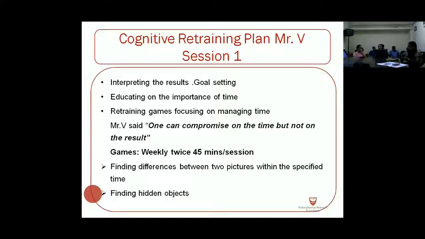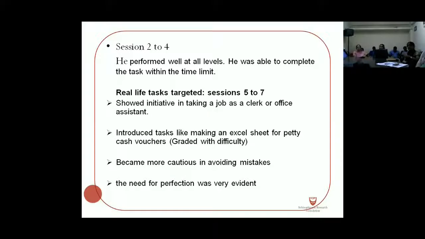Initially, 2 games were planned. The client was really enthusiastic and interested to participate in the task. In fact, he would come frequently to the therapist room and ask when the sessions will happen. So time-limited tasks were planned for him. He performed really well at all levels. He was able to complete the task within the time limit. Then slowly, real-life tasks were targeted.